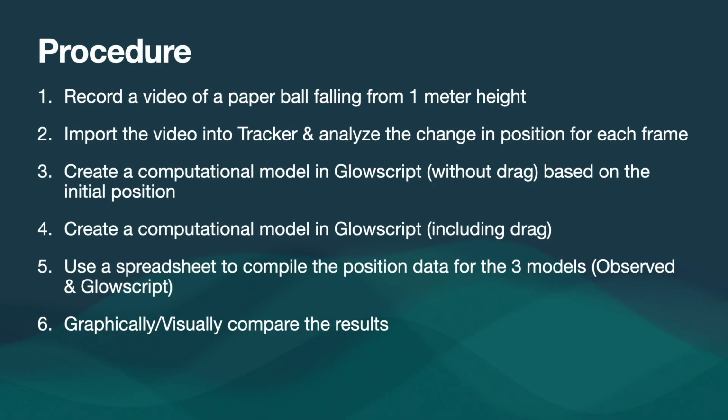The procedure for this lab was to record a video of a paper ball falling from 1 meter height, then import the video into Tracker and analyze the change in position for each frame. From there, create a computational model in GlowScript without drag based on the initial position, create another computational model in GlowScript including drag, and then use a spreadsheet to compile the position data for the three models and graphically and visually compare the results.